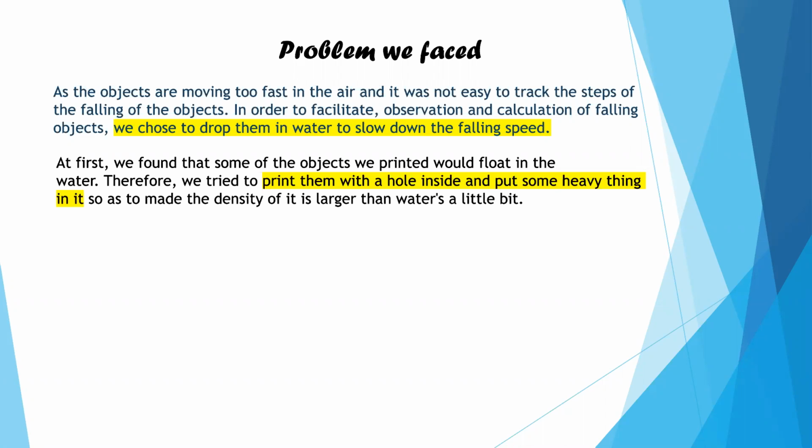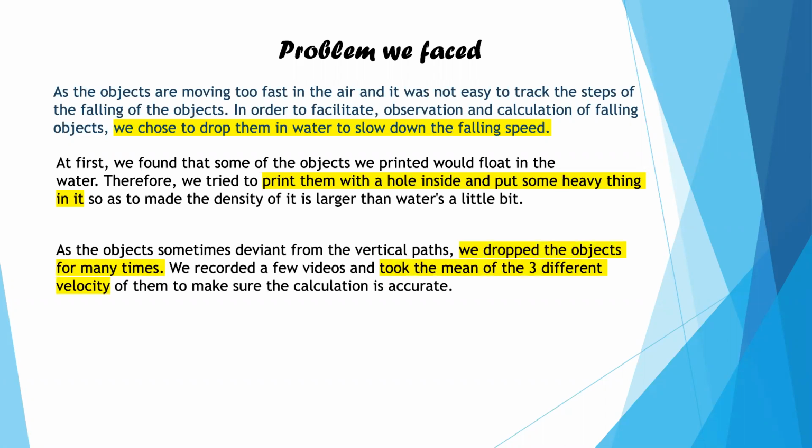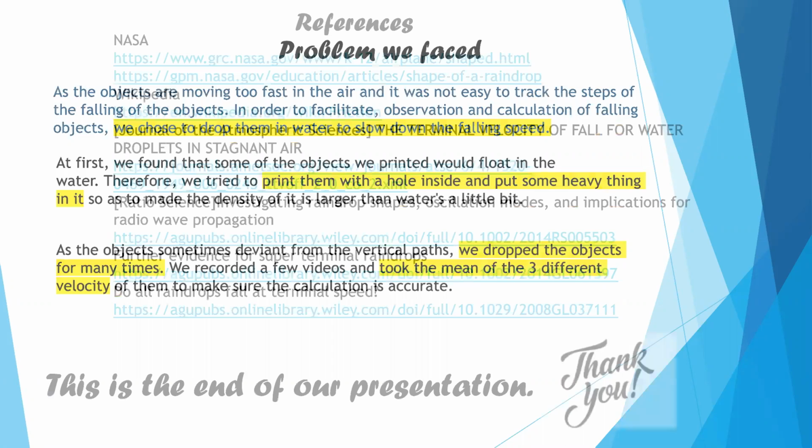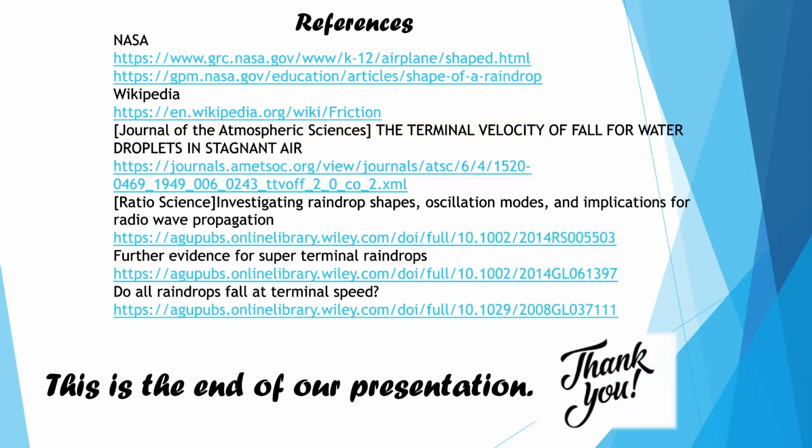At first, we found that some of the objects we printed would float in the water. Therefore, we tried to print them with a hole inside and put some heavy thing in it so as to make the density of it a little bit larger than the water's. As the objects sometimes deviate from the vertical path, we dropped the object many times. We recorded a few videos and took the mean of three different velocities of them to make sure the calculation is accurate. This is our references.